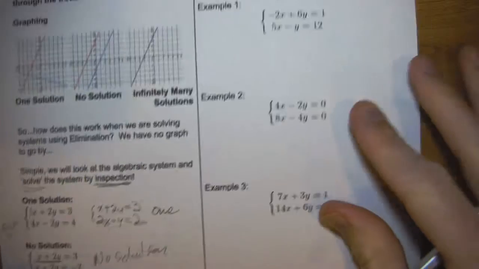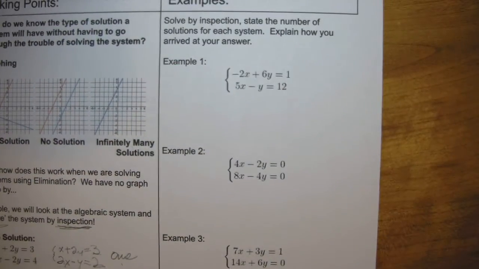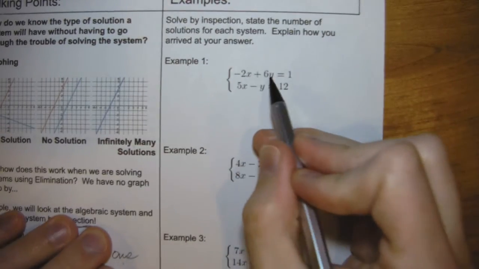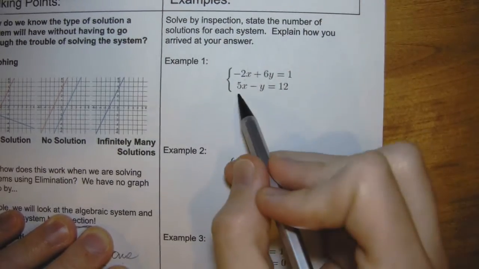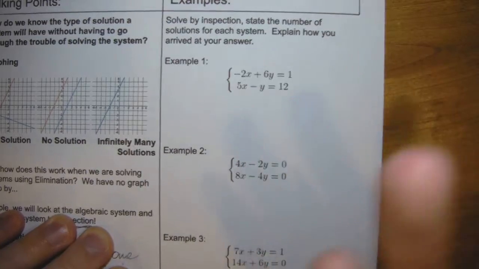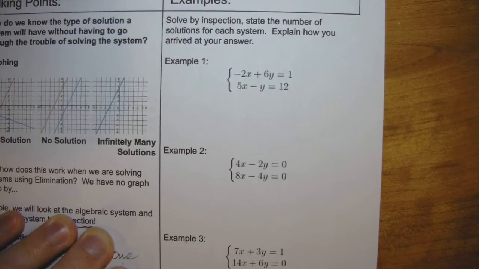So let's look at some examples. Here we're not actually going to solve the system, we're just going to solve by inspection. And then we'll just very briefly explain how we arrived at our answers. So let's take a look at this first one. I've got -2, 6, and 1, so that seems to have a greatest common factor of just 1. I've got 5, -1, and 12. Okay, again, another greatest common factor of just 1.